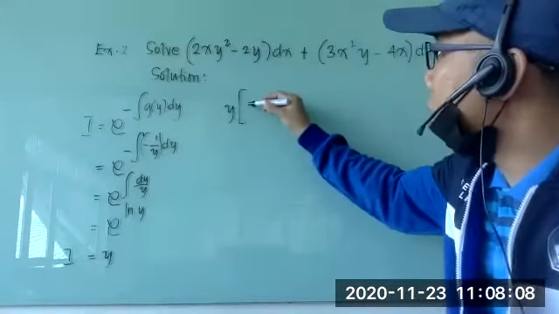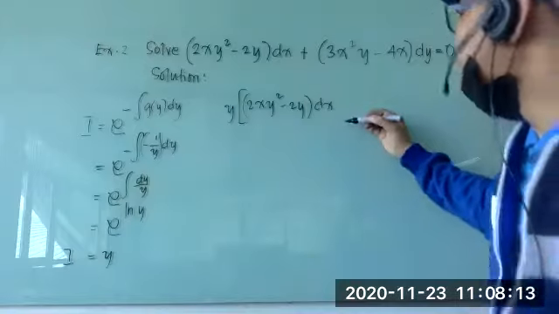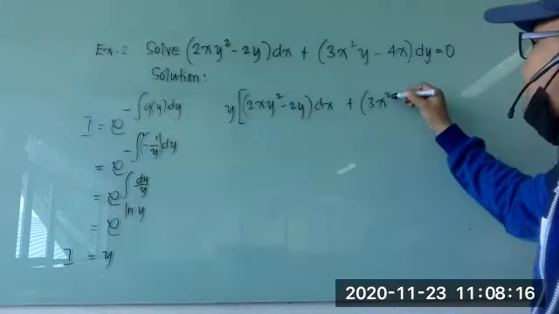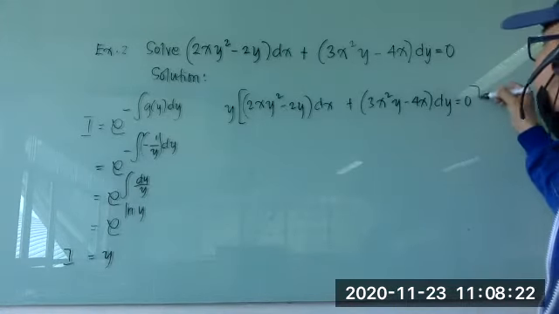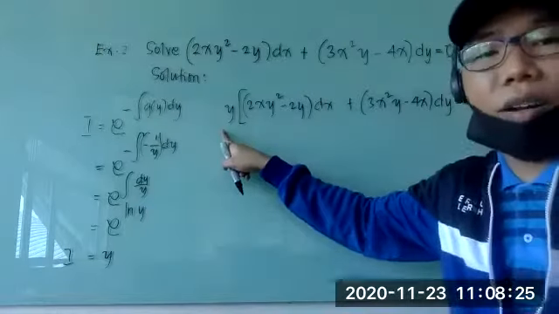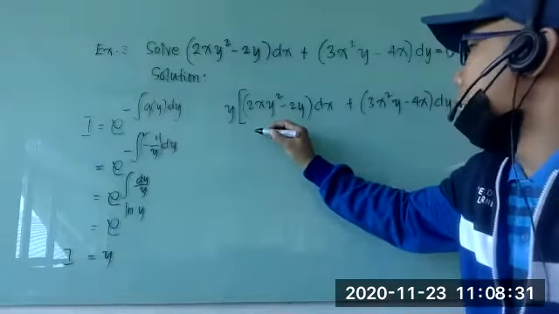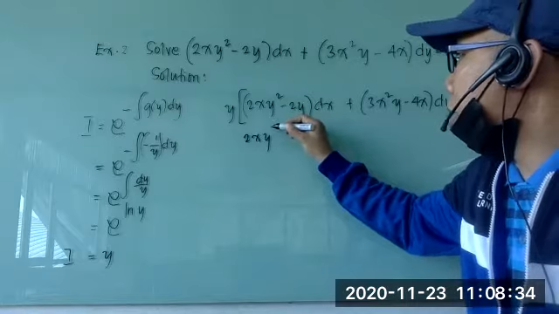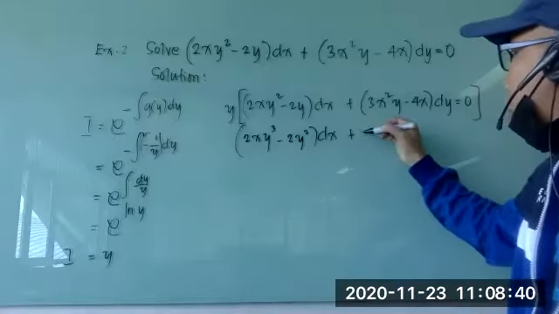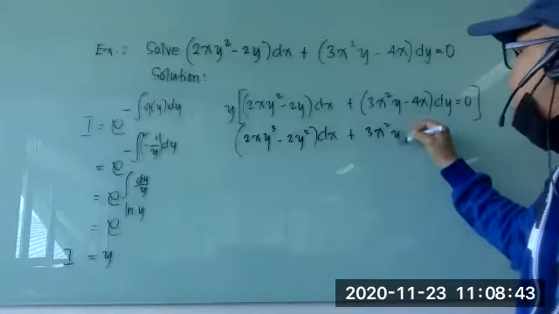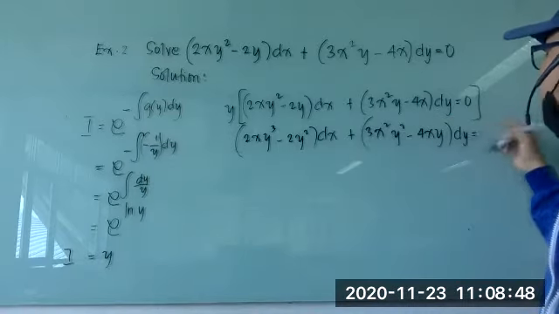So y times (2xy squared minus 2y) dx, plus (3x squared y minus 4x) dy, equal to 0. So multiplying this equation by this integrating factor will make this an exact equation. So multiply natin to, magiging (2xy cubed minus 2y squared) dx plus, here, (3x squared y squared minus 4xy) dy equal to 0.